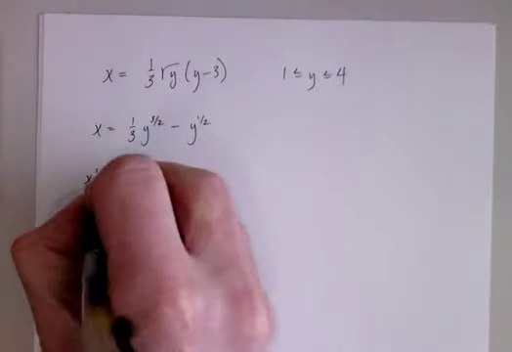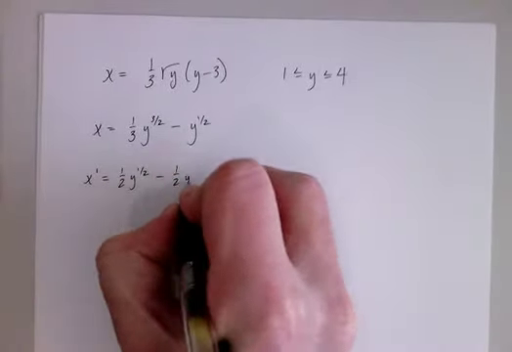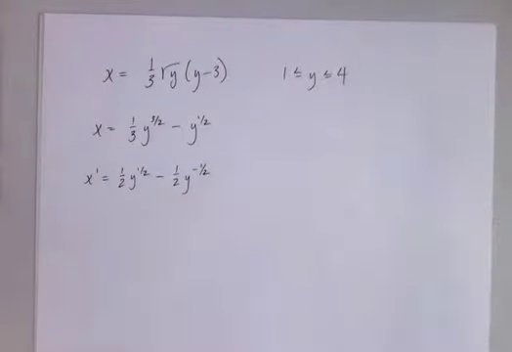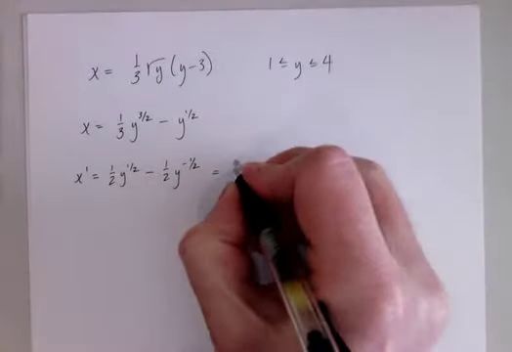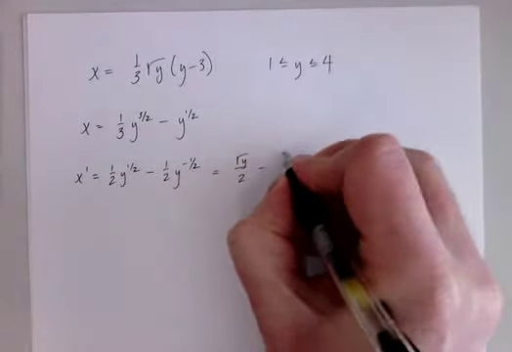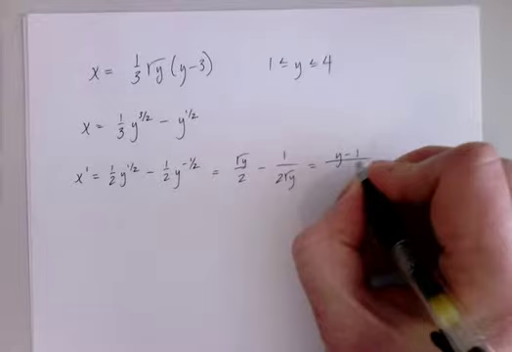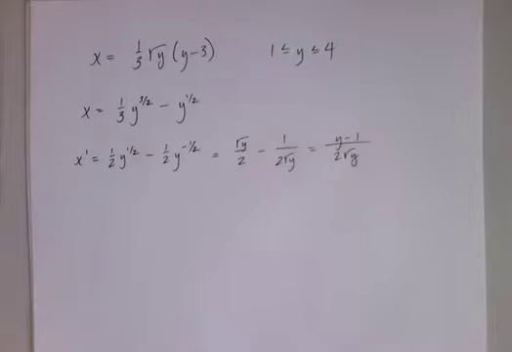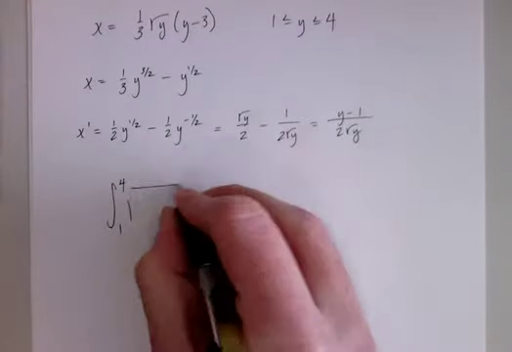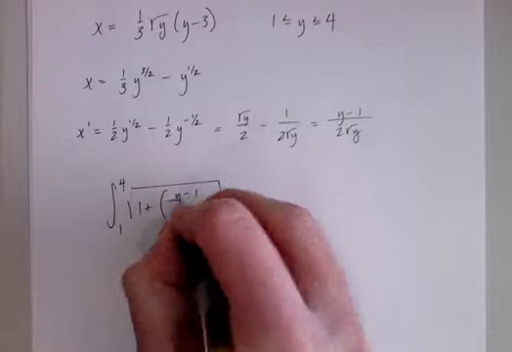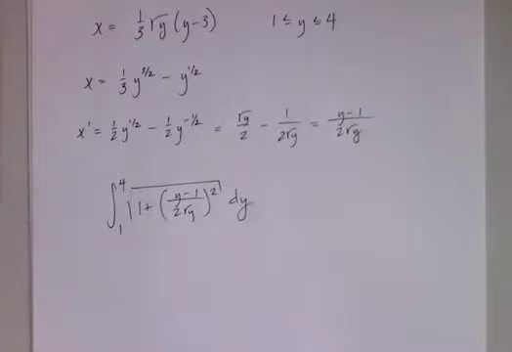We can use x prime if we want. 1/2 y to the 1/2 minus 1/2 y to the negative 1/2. And if you're doing it in your calculator, you don't have to change that. I'm just in the habit of changing it since I'm used to doing things by hand. That's 2 root y, or y minus 1 over 2 root y. That's your dx/dy, or your x prime. So you want to go from 1 to 4, 1 plus (y minus 1 over 2 root y) squared dy. And that should be the end of it.